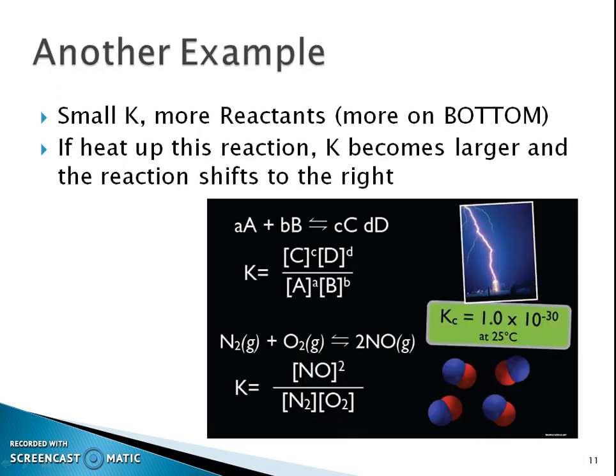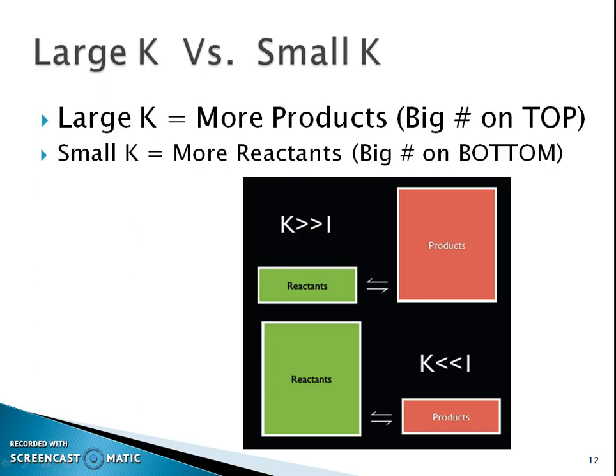So right now, all you need to understand is that a small K means that you have a bigger number on the bottom. And if you have a bigger number on the bottom, you're going to have a small value of K and you have more reactants when that equation reaches equilibrium. And he also talked about how heating up this other reaction means that K would become larger and the reaction would shift to the right. Again, we'll talk about that in more detail later. But you do want to remember that K is very temperature dependent. That's the one thing: even though it's a constant, it will change because of the temperature difference.